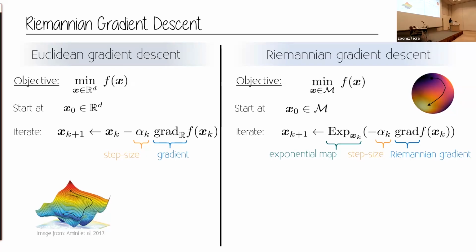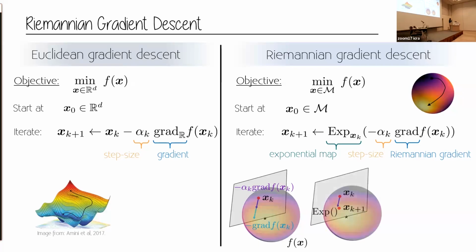In pictures, you are at your current iterate here, xk. You compute your Riemannian gradient on the tangent space. This is this blue vector. Here it's minus the Riemannian gradient, right? The blue vector. You scale it by your step size, and then you use the exponential map to map your vector, the direction in which you're going, from the tangent space onto the manifold. Then you obtain your next iterate, you compute the gradient again, and you move on in that way until you converge.